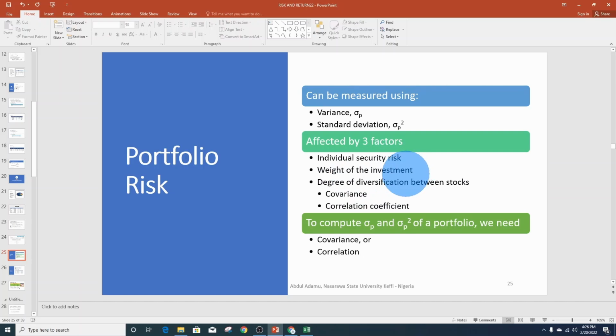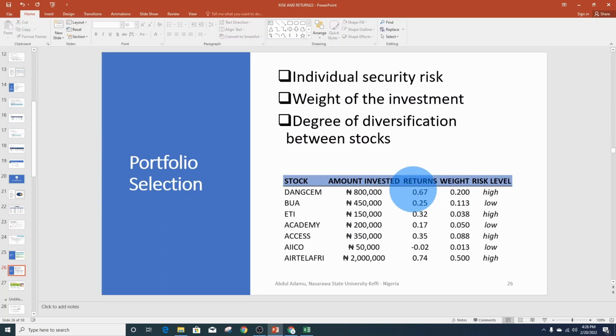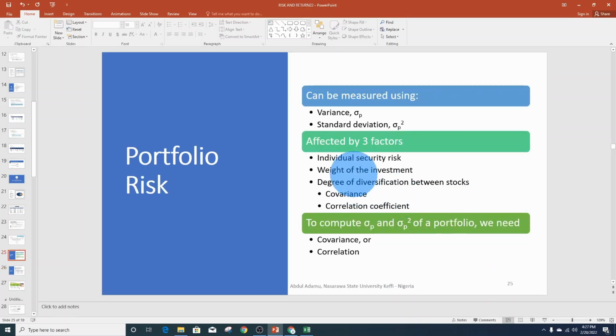The second aspect is the weight of the investment. What is the proportion of the amount you have invested in that portfolio? Your total investment, what is the proportion? So if you look at Dangote Cement, 0.2 is the proportion. For BUA Cement, 0.113, down to Airtel, which has 50% of the weight of the investment in the proportion. So a portfolio risk is also affected by the weight of the investment.